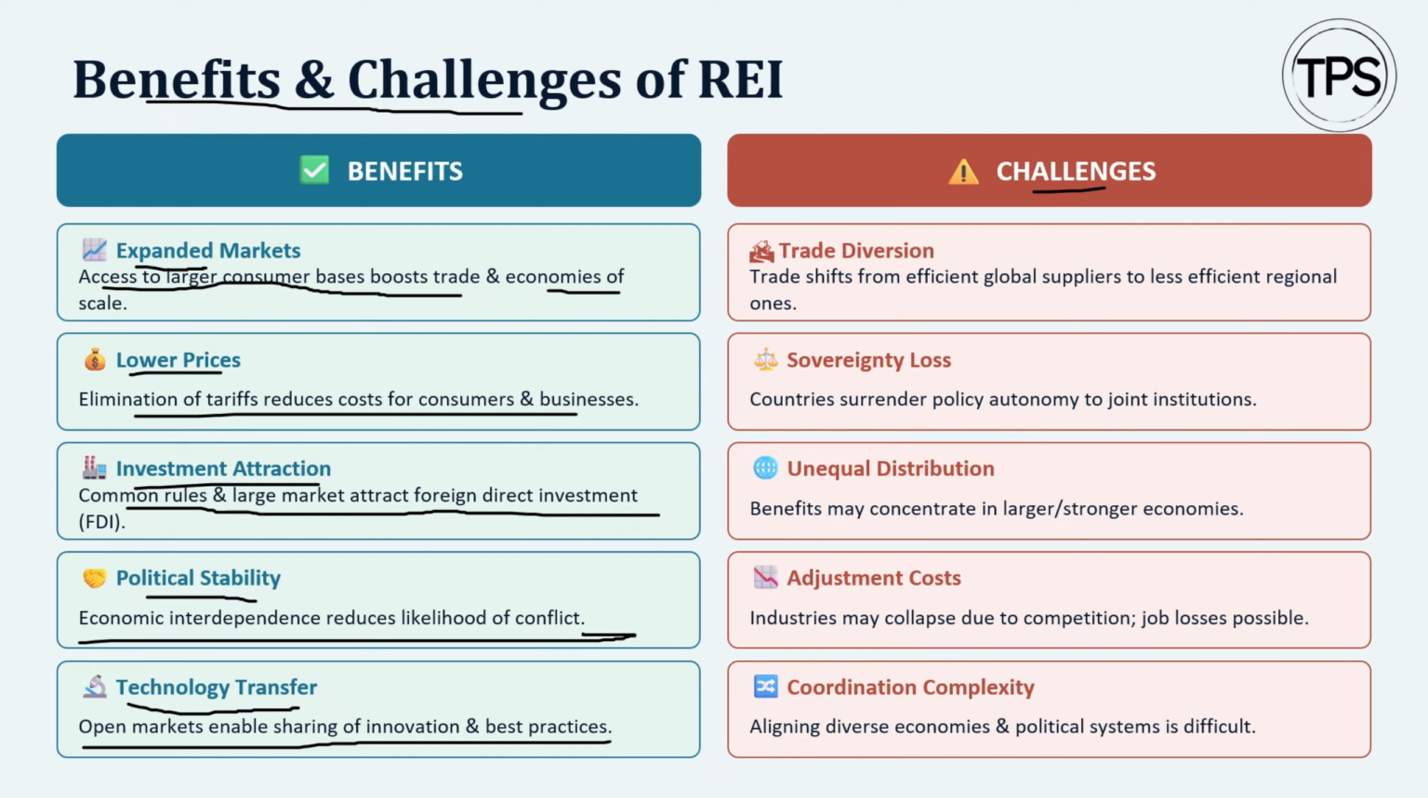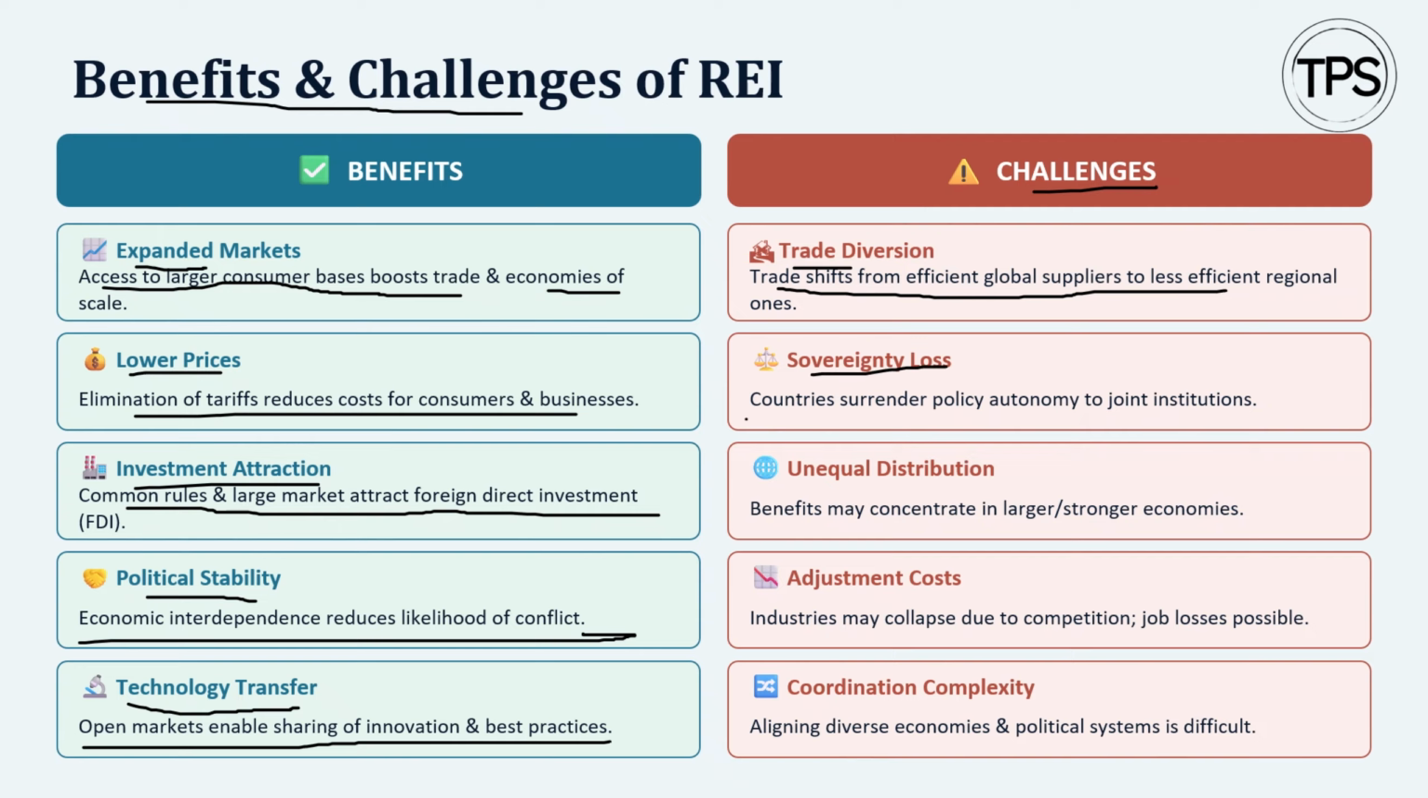What are the challenges? There are many challenges. Trade diversion: trade shifts from efficient global suppliers to less efficient regional ones. Because before, there were many countries and different markets, but now the market is one, so the trade got diverted.